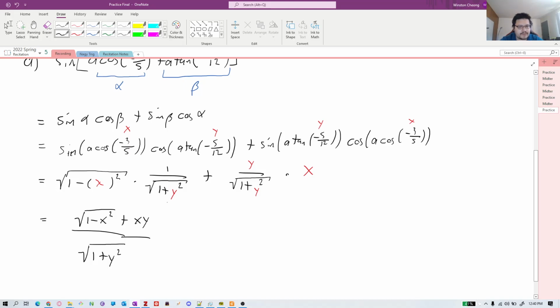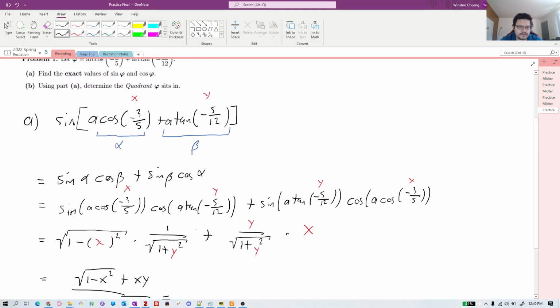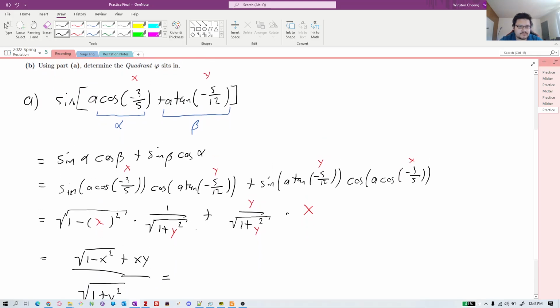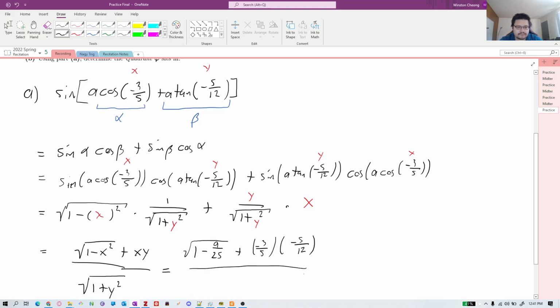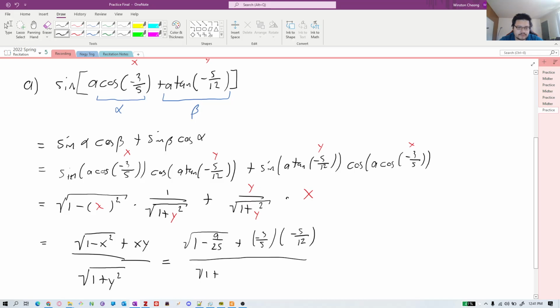Right, now we would replace x and y with what is given. So x is negative 3 over 5, so this would be 1 minus, let's square that, 9 over 25. And then plus negative 3 over 5 times negative 5 over 12. Okay, all over the square root of 1 plus y squared, so that's going to be 25 over 144 when I square the negative 5 over 12.